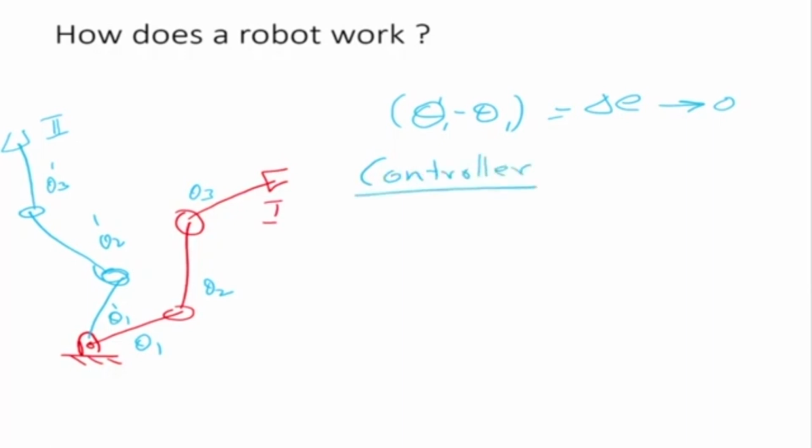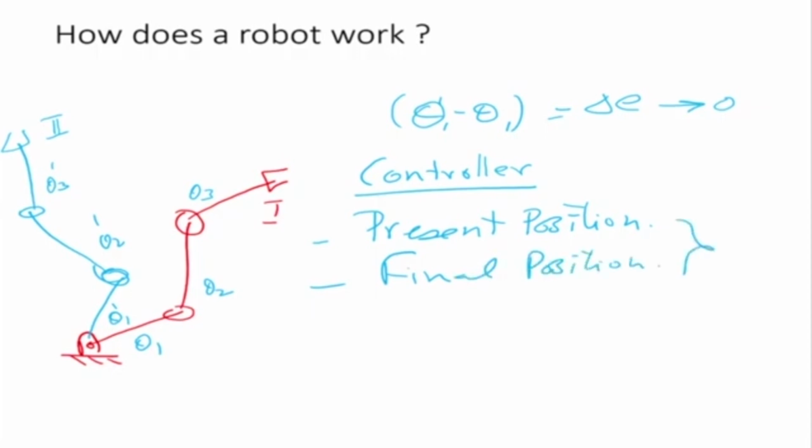it needs to know the present position of the joint. Without knowing the present position of the joint, it will not be able to know where it is and in which direction it should go. So it should know the present position, and it should also know the final position. Without knowing these two, it will not reach the destination. And how it finds out the present and the final position is essentially by using sensors. This is how it works.